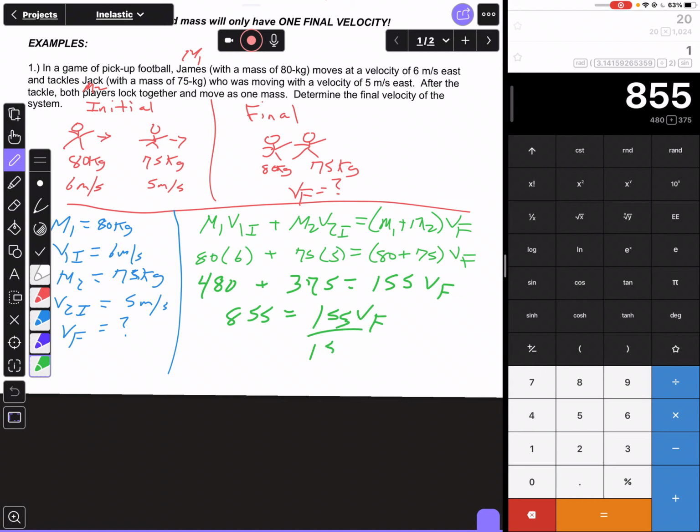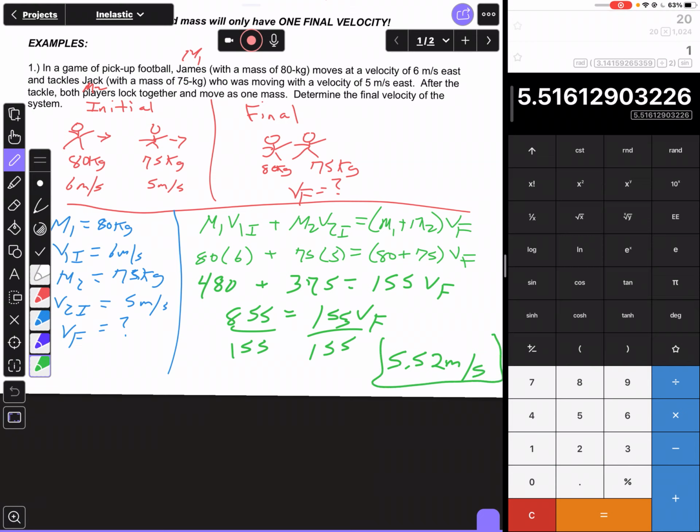Divide both sides by 155 to give me my answer. My answer is going to be 5.516. I can round to 2 decimal places, and that will give me 5.52 meters per second since I'm solving for velocity. And it'd be positive. So they're going to move off to the right at 5.52 meters per second once they lock together.